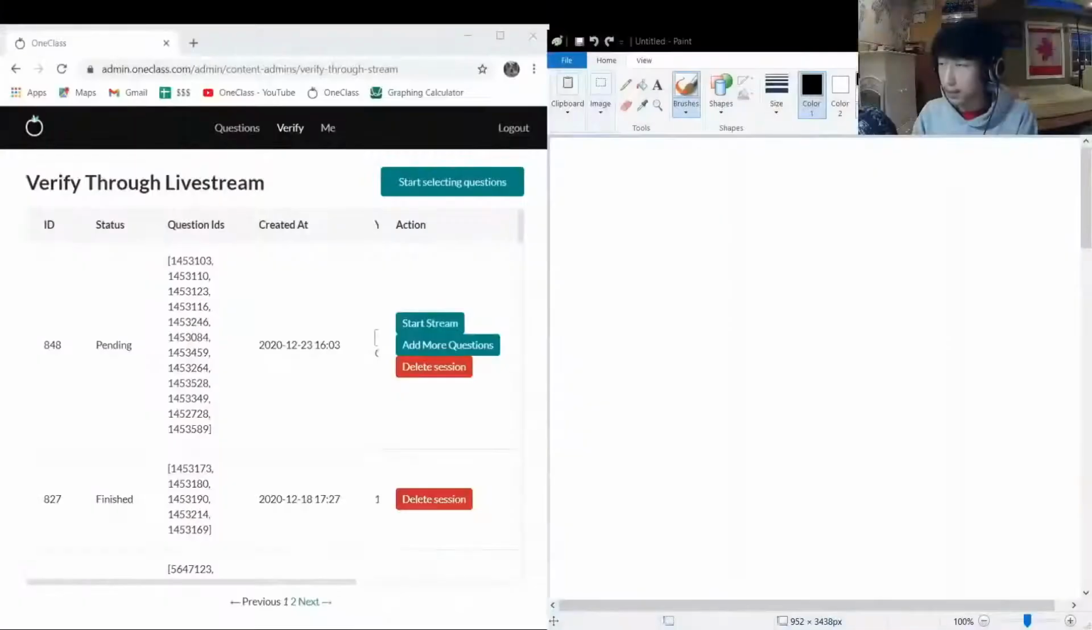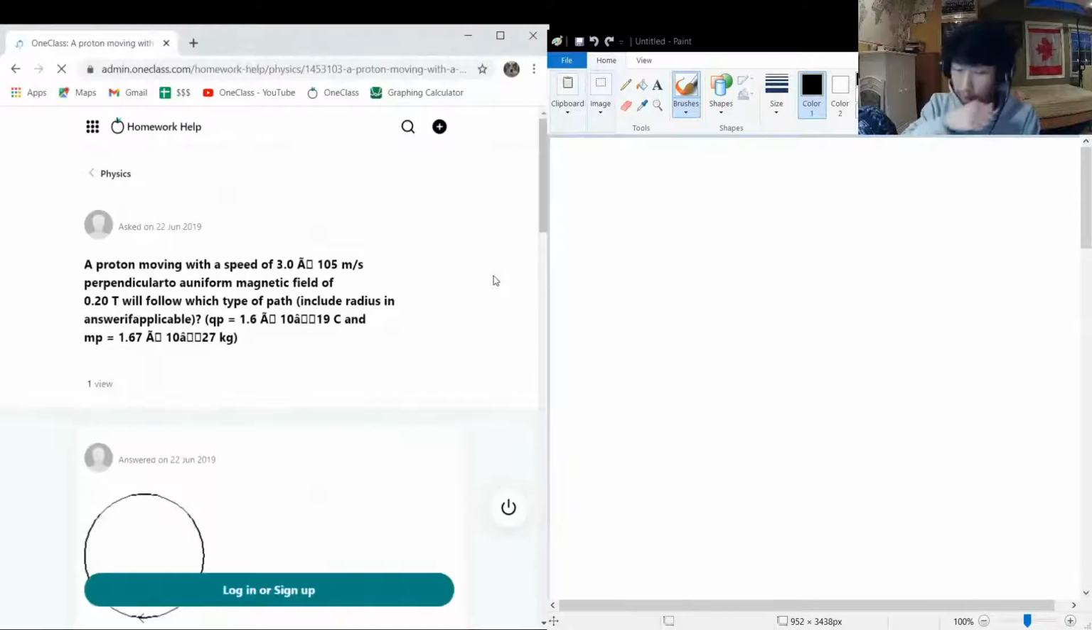Cool, so to get this physics party started, I'm just going to switch my screens real fast. And let's get this show on the road.